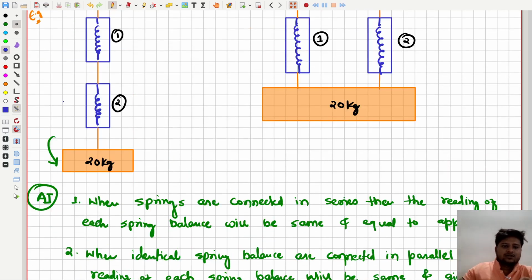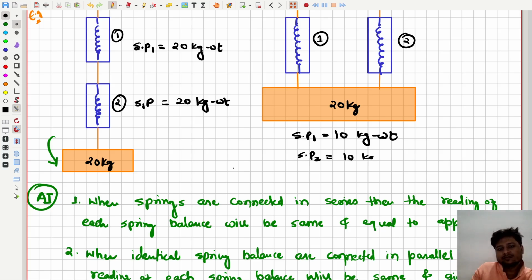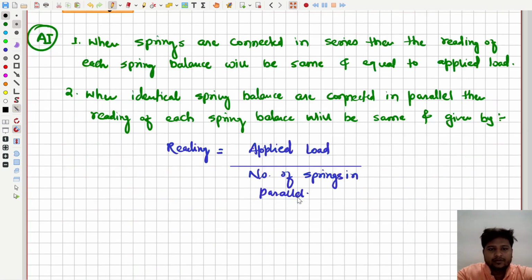In first case, it will be exactly equal to applied load. So this means that spring balance 1 will also read 20 kg weight, spring balance 2 will also read 20 kg weight. But over here 20 will be divided into two parts. So spring balance 1 will read 10 kg weight and spring balance 2 will also read 10 kg weight. Is this clear or not clear? Okay, everyone, is this clear or not?